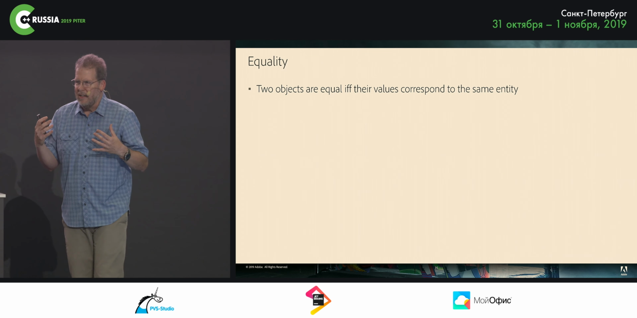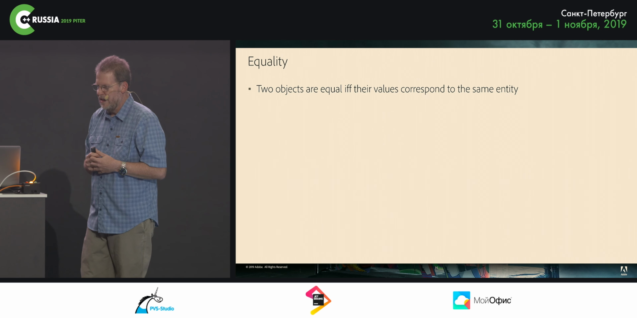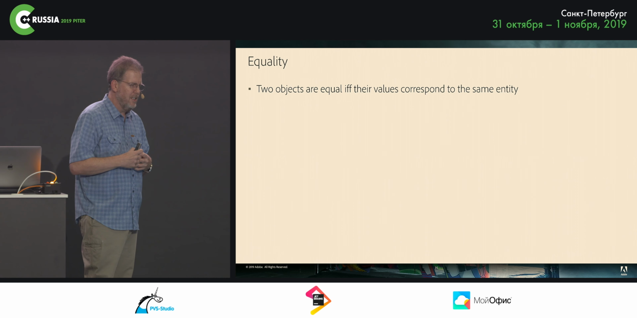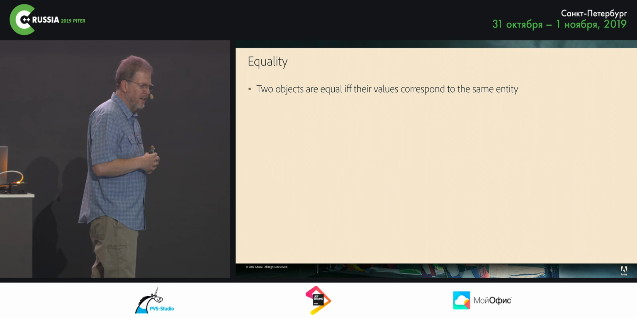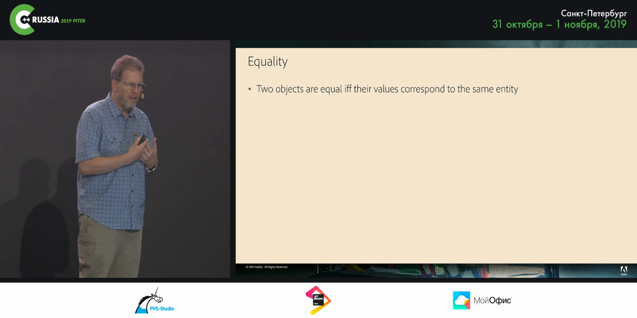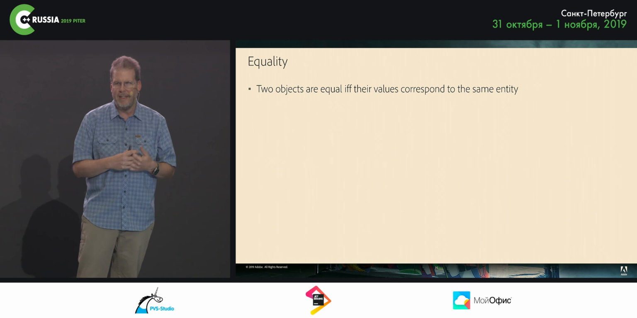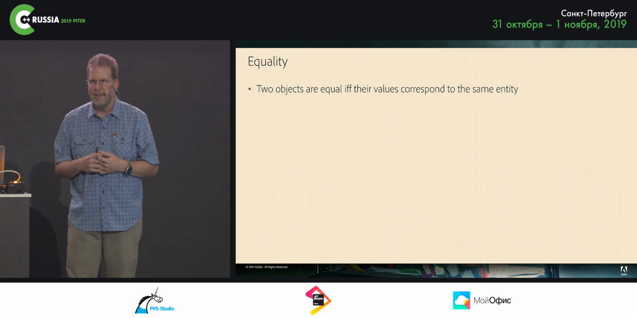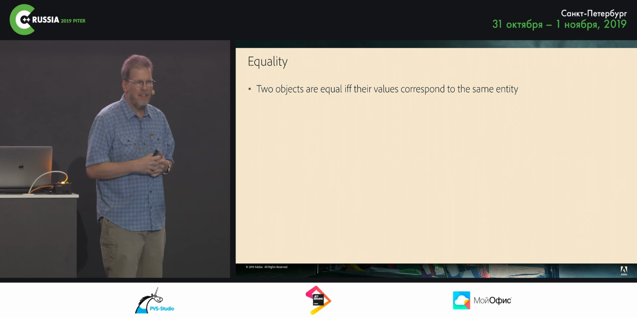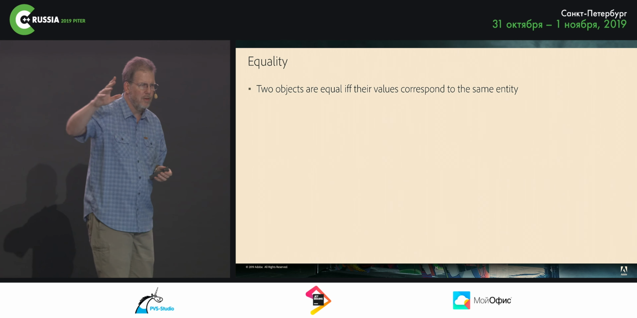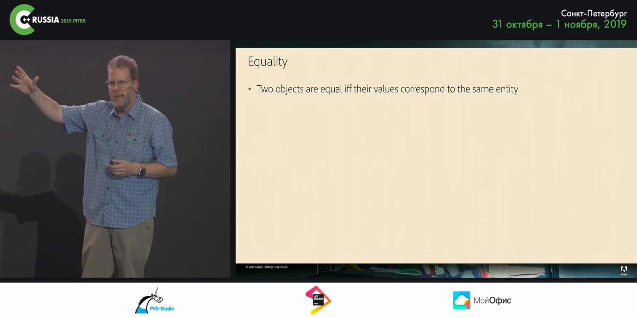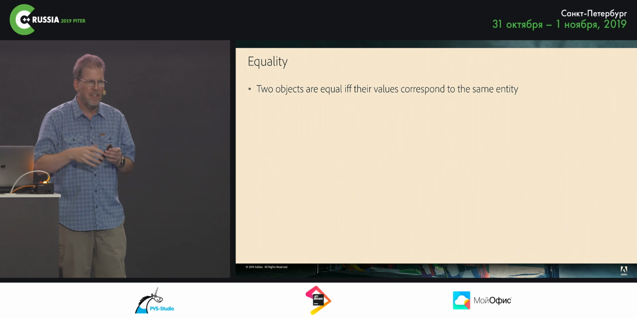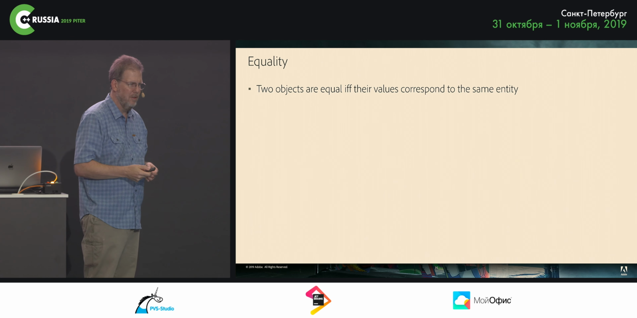Let's take a quick look at some of these basic axioms for concepts. So first thing that we define when we're defining concepts is the notion of equality. So two objects are equal if their values correspond to the same entity. Right? That's our definition of equality. What do we mean by the same entity? It's the color blue, it's the 4 bananas, it's the number 4. It's whatever we have in our head as developers as the meaning of the value.